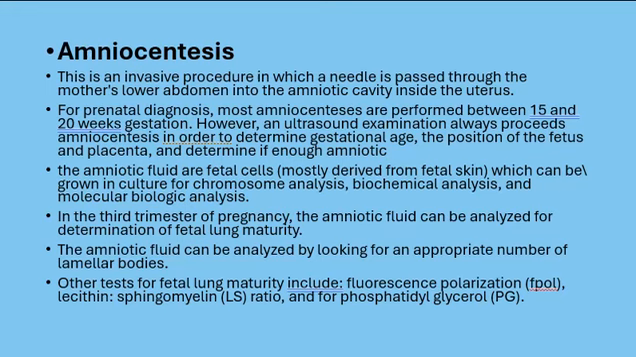In the amniotic fluid are fetal cells, mostly derived from fetal skin, which can be grown in culture for chromosome analysis, biochemical analysis, and molecular biologic analysis. In the third trimester of pregnancy, the amniotic fluid can be analyzed for determination of fetal lung maturity. The amniotic fluid can be analyzed by looking for an appropriate number of lamellar bodies. Other tests for fetal lung maturity include fluorescence polarization, FPOL, lecithin-sphingomyelin, LS, ratio, and phosphatidylglycerol, PG.